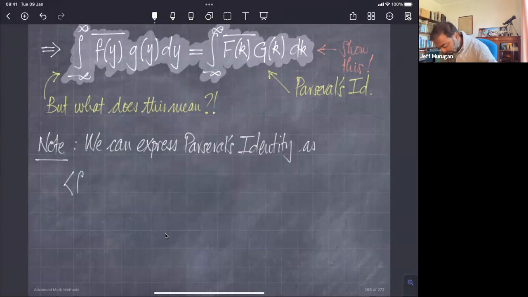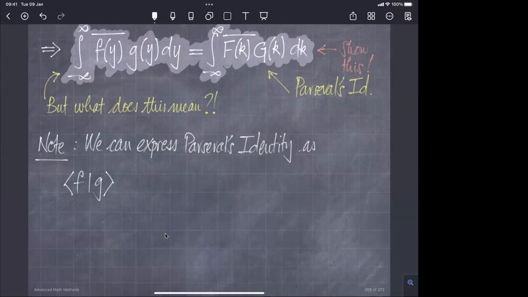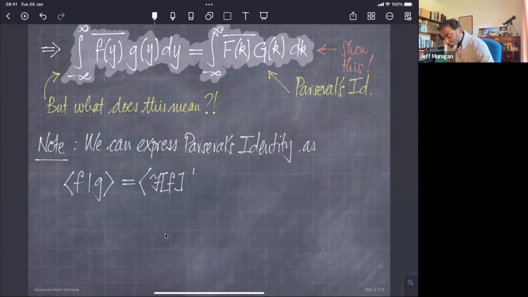The statement of Parseval's identity is that if I find the integral on the left-hand side, this guy here is nothing but the inner product between f and g. Can everybody see that? Yes, I can see it. Yes. Great. And the integral on the right-hand side is the inner product between the Fourier transform of f and the Fourier transform of g, with the Fourier transform thought of as an integral operator on the function space.